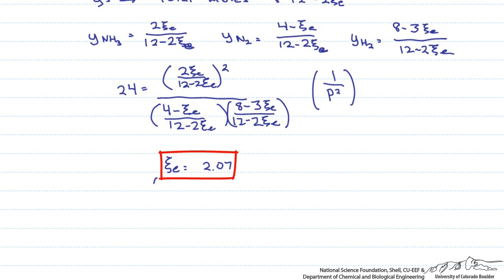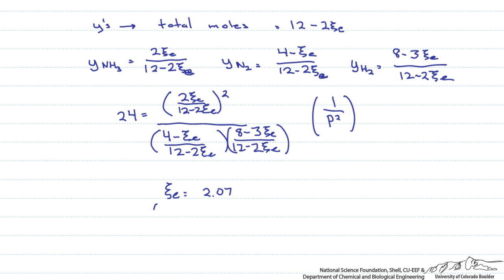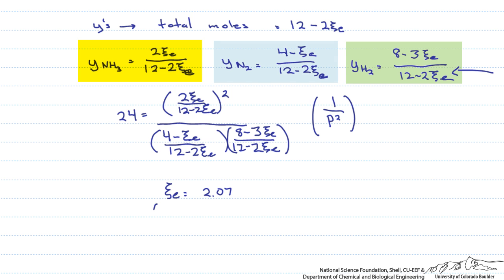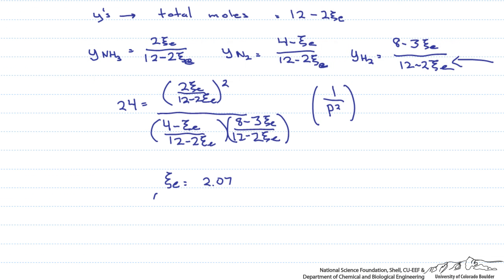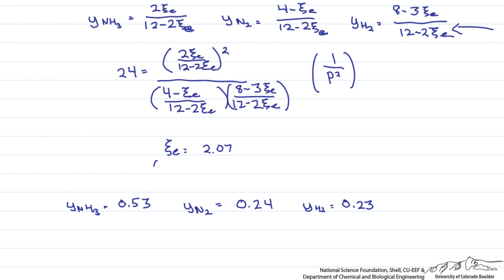In order to find our compositions, which is what we were looking for, we go back to how we described our mole fractions, and we put in the extent of reaction that we calculated. One way to check that you have used the right extent of reaction is that, as happens here, the sum of your mole fractions equals 1.